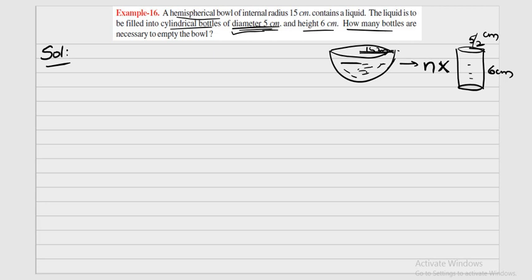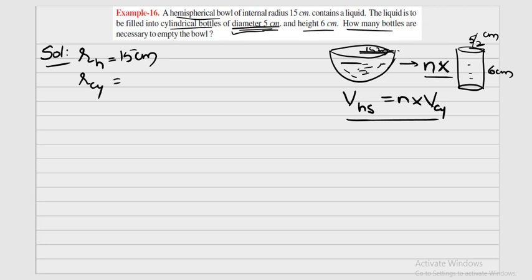So whenever the word how many comes, so directly you can take n bottles. So from this what I can say, volume of this hemisphere is equal to n into volume of cylinder, right? So this is the formula which we are going to use here, right? Now let us write down what are the things that are given. So radius of hemisphere is given as 15 centimeters. Next about cylinder, so radius of cylinder is given as 5 by 2 centimeters because diameter is given, we have converted into radius. Next height of cylinder is given as 6 centimeters.